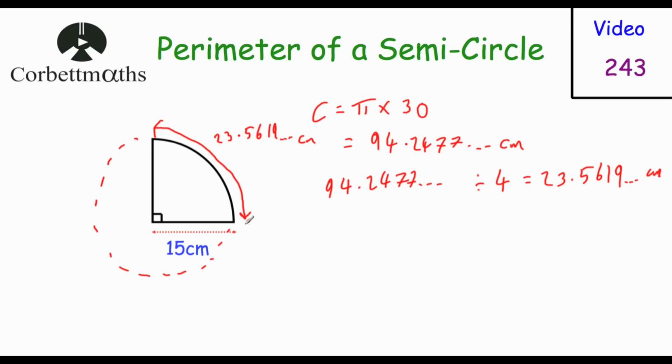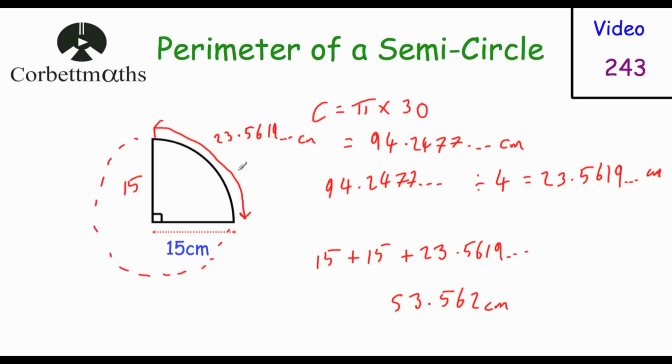Now we want to find the perimeter of this quarter circle. We've got our radius of 15, this is another radius of 15, and then we've got the arc. So we're going to do 15 plus 23.5619 and so on. That's already in my calculator display, so I'm going to just press plus 15 equals, and that gives me 53.562 centimeters to 3 decimal places, and I've just rounded that. You are allowed to round, but just keep it to the very last step. Okay, and that's it.